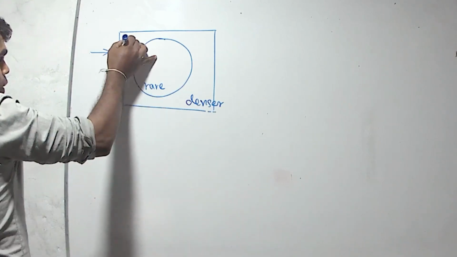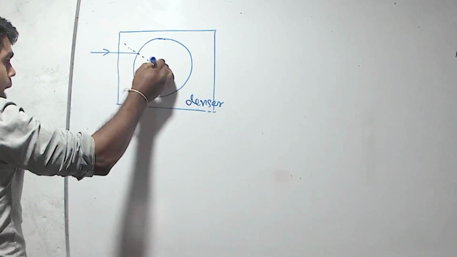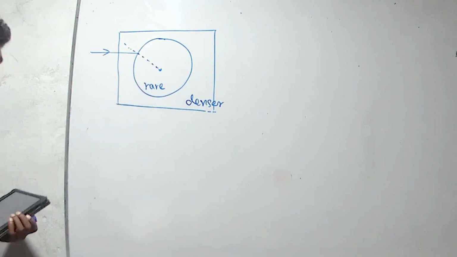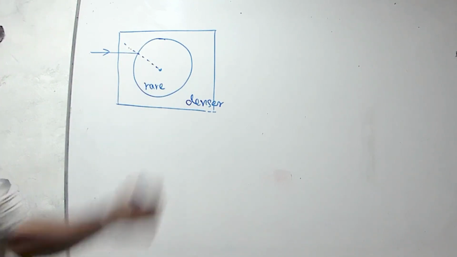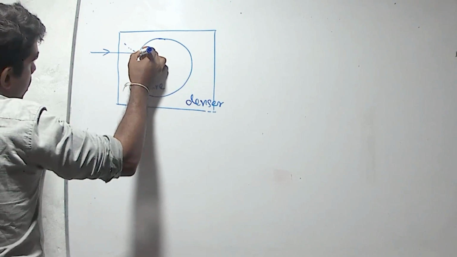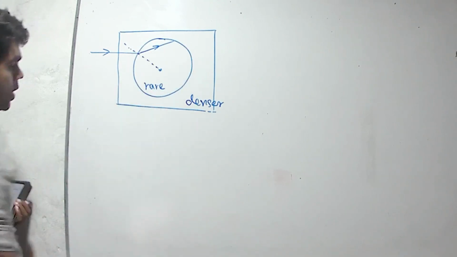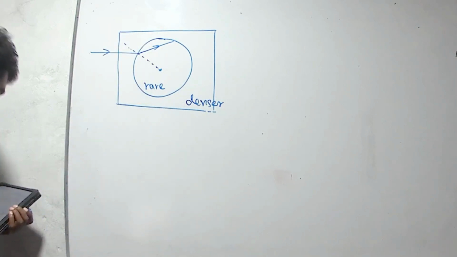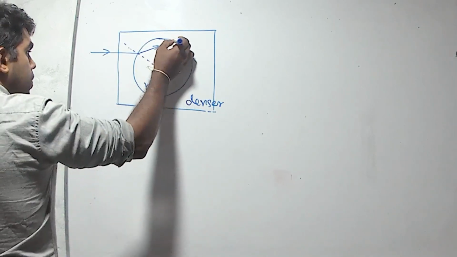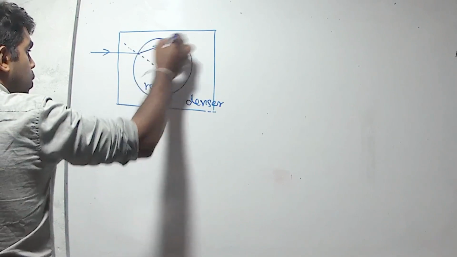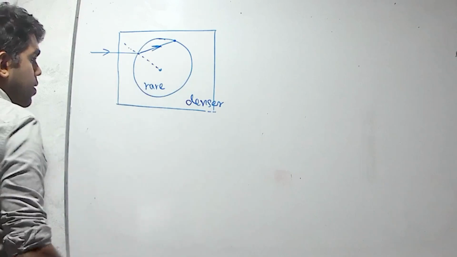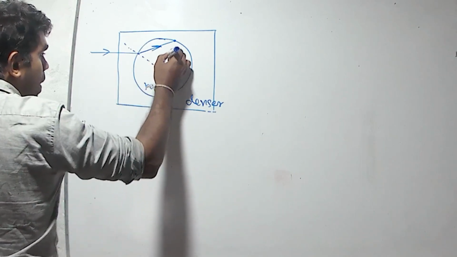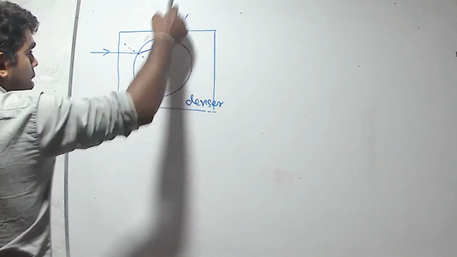Therefore, we know that the perpendicular line is the radius of the sphere. The ray should be refracted from the perpendicular line, and then it should move in a path like this. Then again, the perpendicular at this place is the radius.